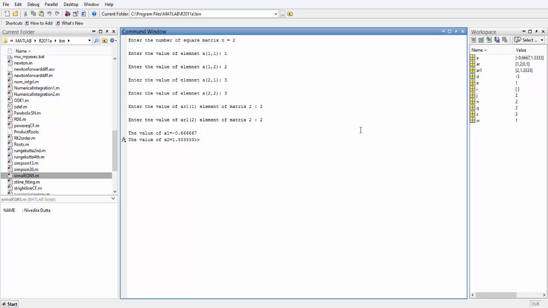The next method that I'll be teaching you is Gauss-Seidel, which is again another method to solve simultaneous equations.